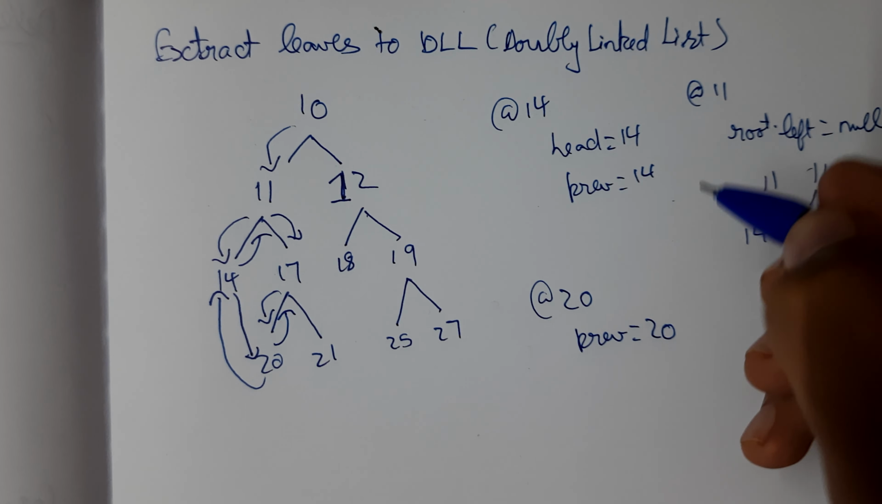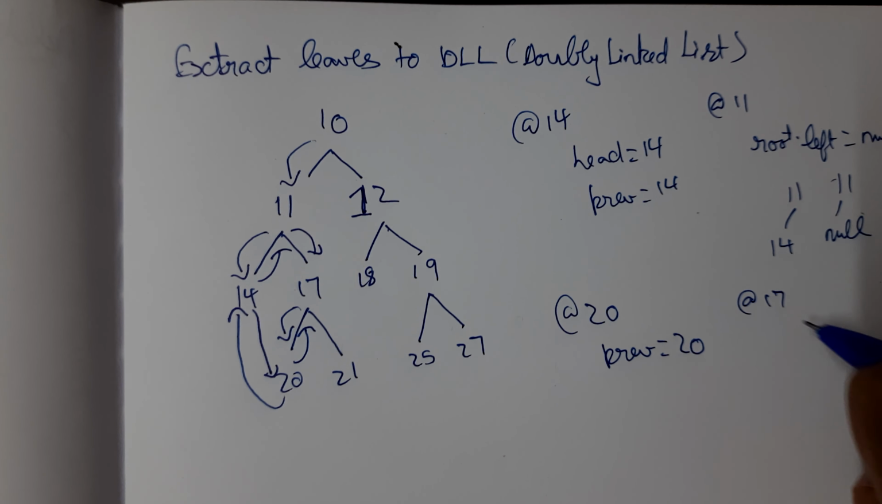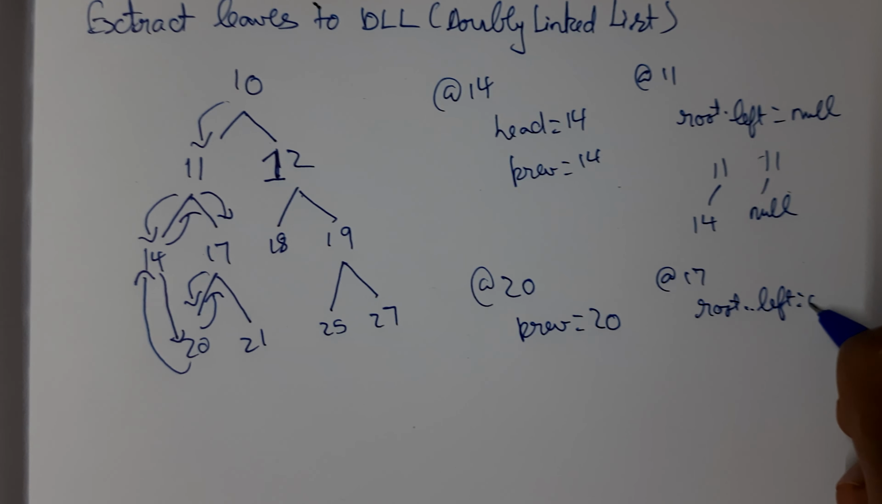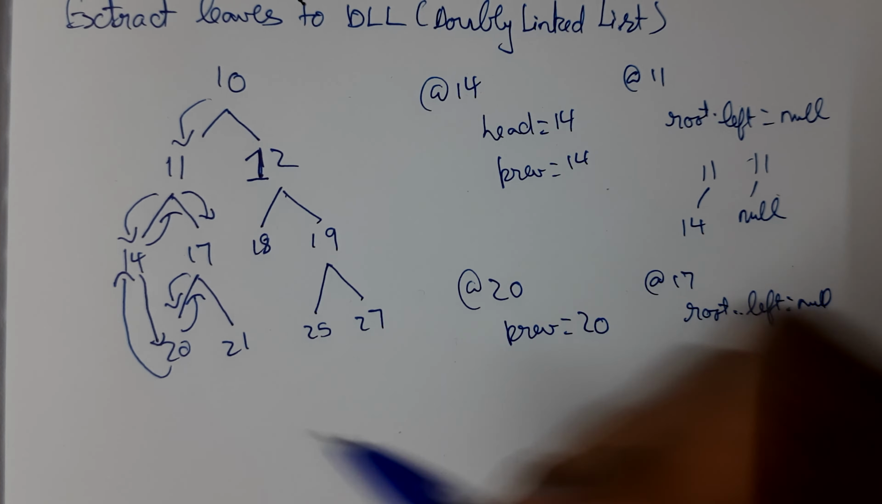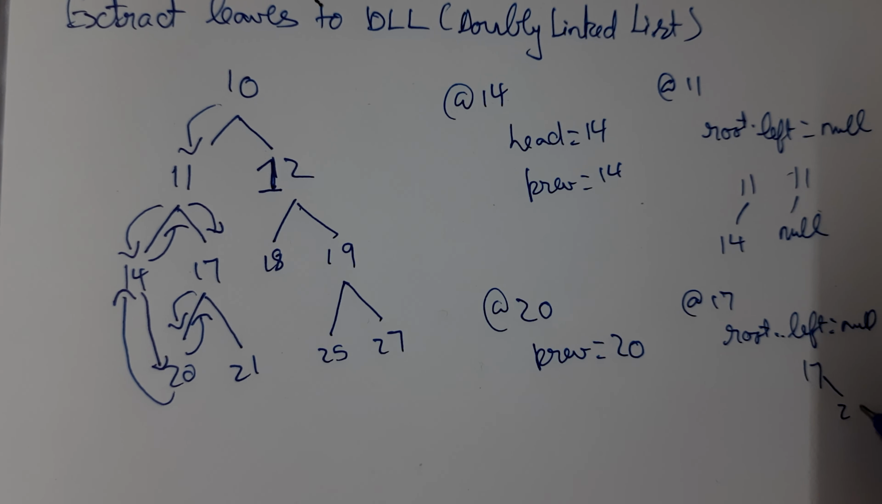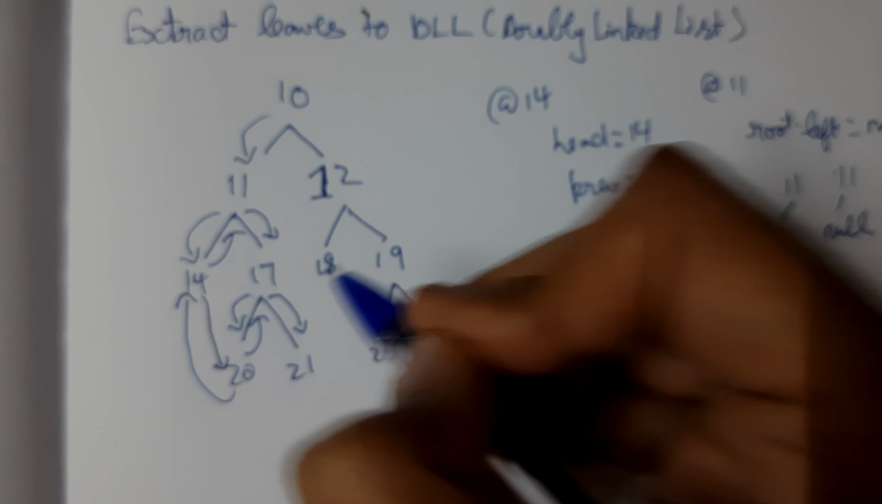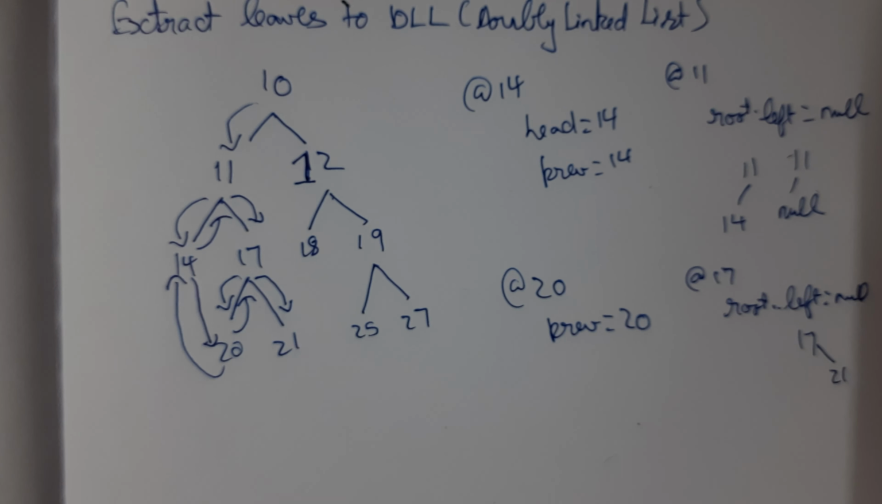So at 17 we get root dot left is equal to null. So the relationship between 17 and 20 is over. So 17 will now only be having 21. Now 17 goes to its right subtree and checks if there are any leaf nodes.